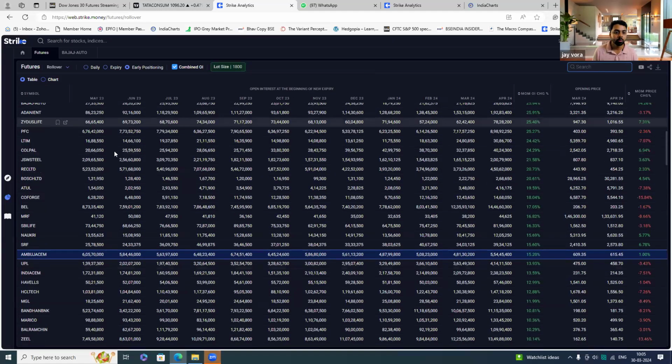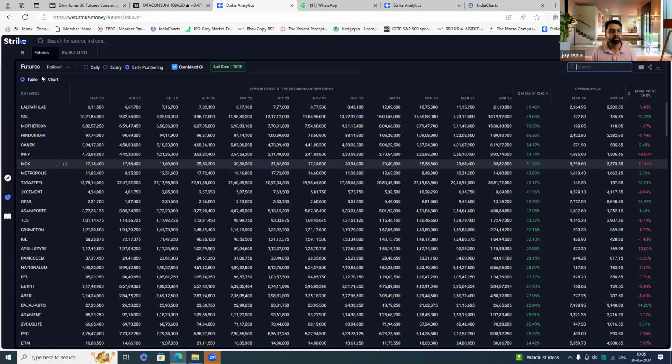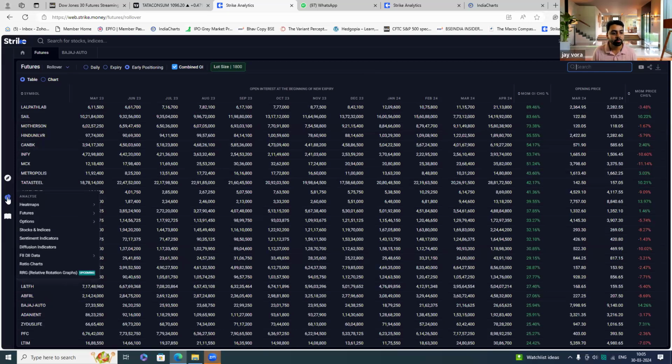So we have this early positioning screen. To come to the screen, you'll have to hover around the second button over here, go to the futures section, and then go to rollover. Once you come to the rollover screen, you have to come to early positioning. Now, I'll explain what early positioning is and what we are looking at in the screen.